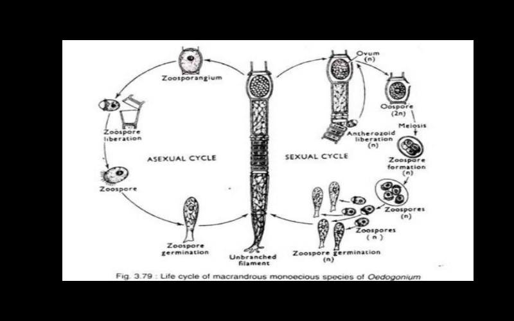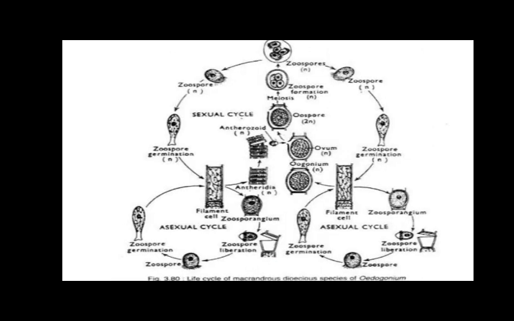The zygote, after undergoing a period of rest, undergoes meiosis to form 4 haploid protoplasts. The protoplasts metamorphose to form meiozoospores, which are liberated and germinate to form the haploid filament. 2 of the protoplasts can germinate as male filaments and 2 as female. These are the life cycles of macrandrous species. Just go through it, I am not explaining. This is the life cycle of macrandrous dioecious species.